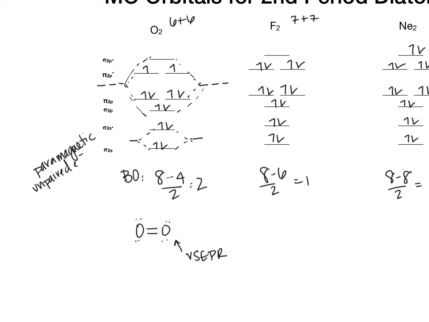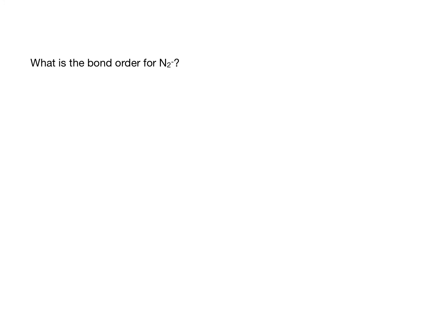And so in order to explain the observed paramagnetic behavior, we have to use molecular orbital theory, which just tells us that all of these theories give rise to good information, but none of them are complete. So let's look at another example.